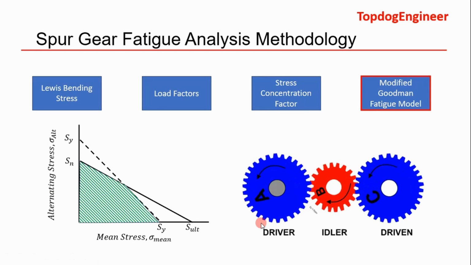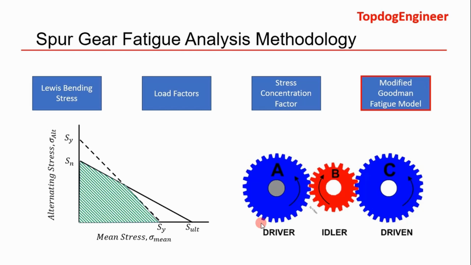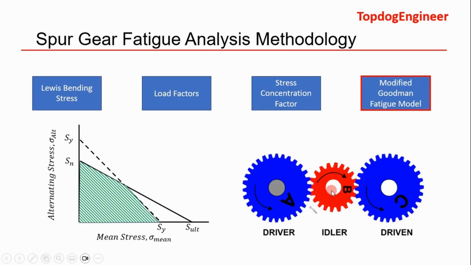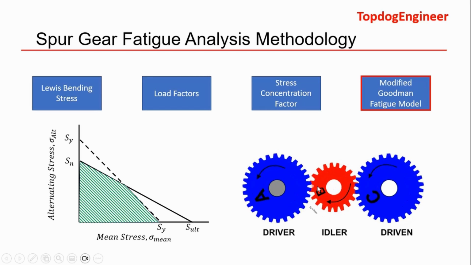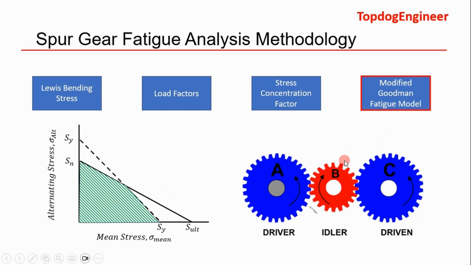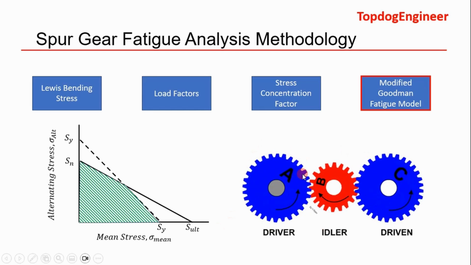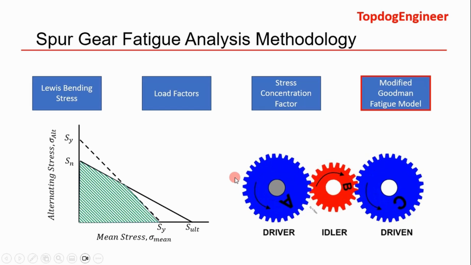To round this out, we're going to use the modified Goodman fatigue model to evaluate the stress state of our gear. We're going to look at the driver gear, the driven gear, and the idler gear. Each of these has a different stress state. Specifically the idler gear, as it goes through one revolution it gets hit from both ends, so that's going to change our operating point on our modified Goodman fatigue model, whereas our driver and driven gears are just going to get hit on one end. So it'll change where we are on this graph, but we'll take that into consideration.